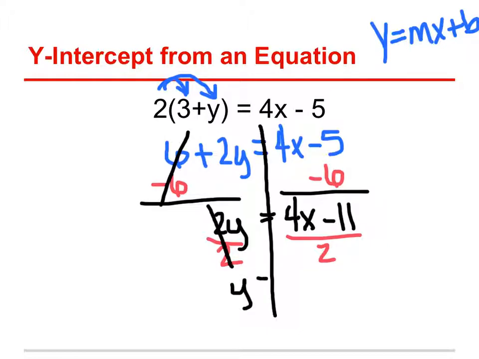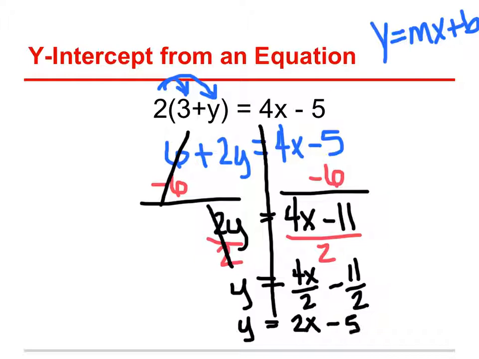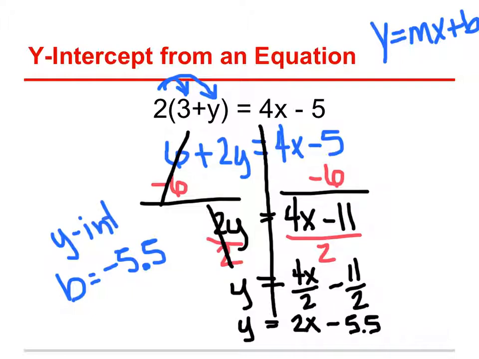We get y equals, now both terms have to be divided by 2, so 4x divided by 2 and minus 11 divided by 2. We end up with y equals 4 divided by 2 is 2, so 4x divided by 2 is 2x. And then 11 divided by 2 is 5.5, so minus 5.5. Y equals 2x minus 5.5. That means our y-intercept, our value for b, is a negative 5.5. This would cross the y-axis at negative 5.5.